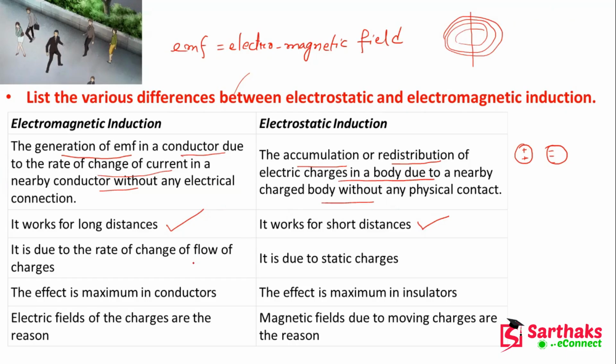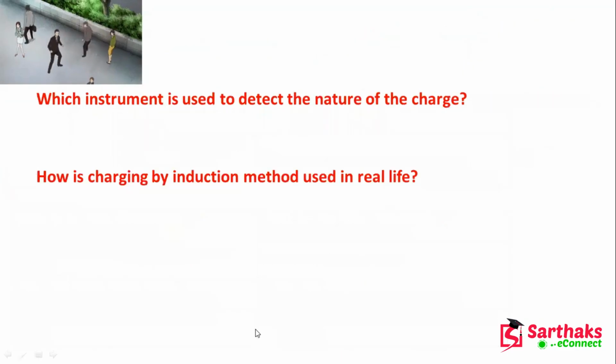Electromagnetic induction is due to the rate of change of flow of charges, while electrostatic induction is due to static charges. In electromagnetic induction the effect is maximum in conductors, and in electrostatic induction the effect is maximum in insulators. Electromagnetic induction is due to the electric fields of the charges and the magnetic field of the moving charges. Now, next, let us do some question answers.